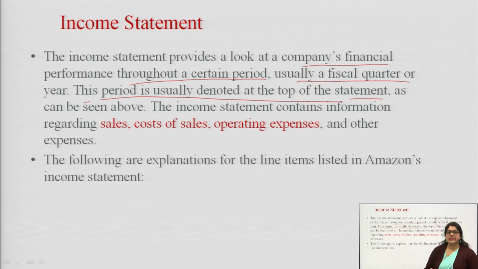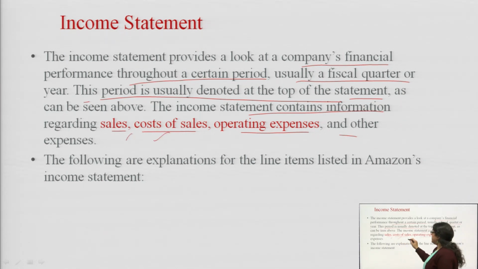Whenever we start any statement, whenever we write it out, you are supposed to first write the name of the company, then you write the time duration, that is the period of the financial statement for which you are preparing it. The income statement contains information regarding the sales, cost of sales, operating incomes and other expenses. In the income statement, we see how we are generating the income, that is the sales, the cost of sales, your operating expenses and other different expenses which help you in generating the sales.